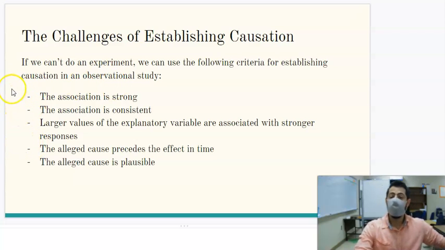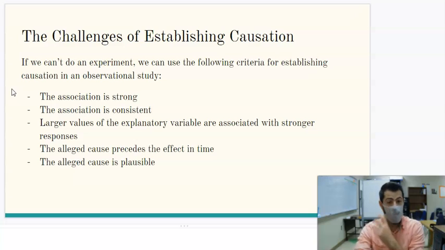So first of all, the association has to be strong, right? When we're doing an observational study, we can show there's an association between X and Y. If that association is very strong, that's a good sign. If the association is consistent, that's also a good sign. So if it's very strong and there aren't any outliers at all, and it doesn't spread out more the further along you go, that's a good sign. When we get into really large values of the explanatory variable, we still have those very strong associations with the response variable. That's another good sign. Now we're knocking on the door. We might get some causation here.